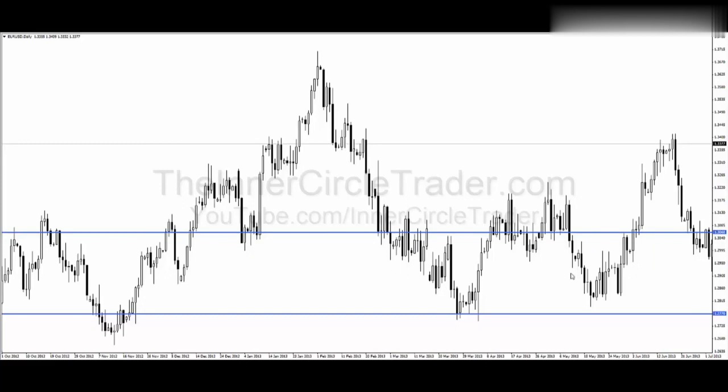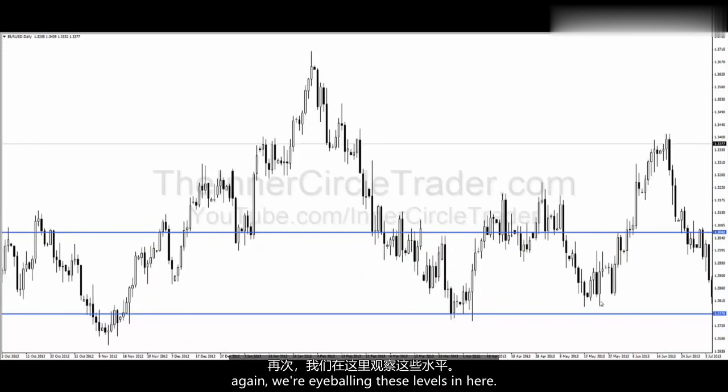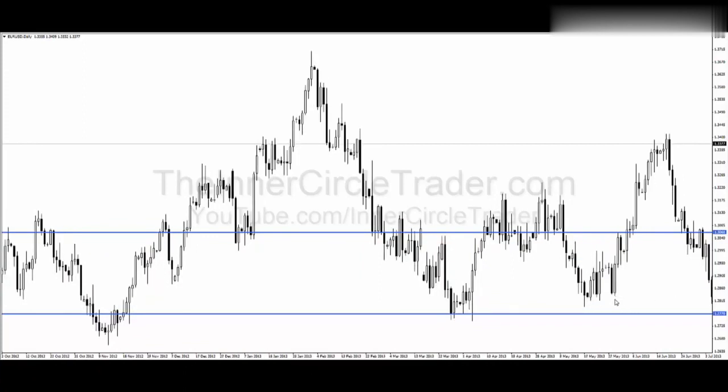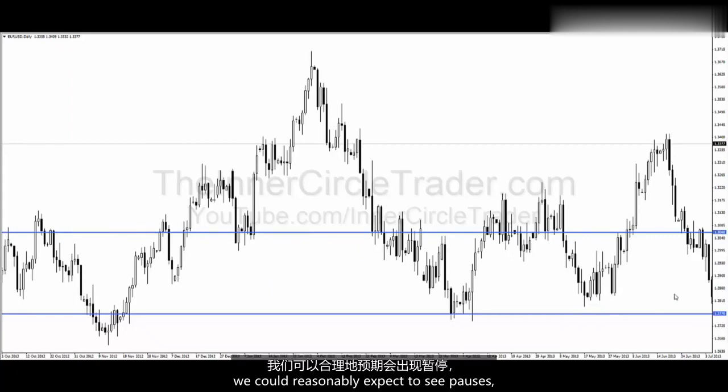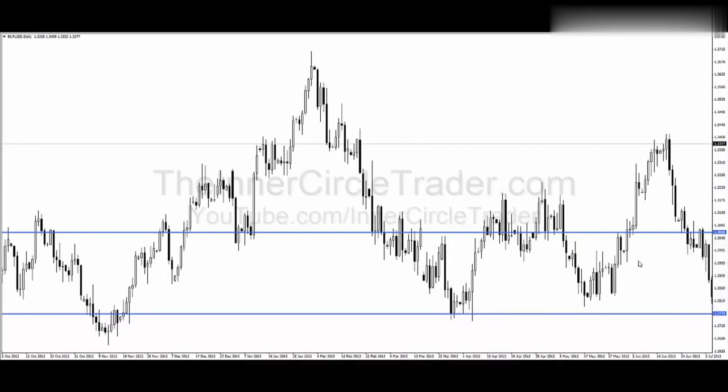So we have this 130.60 level in here, okay, and price starts to trade off, and as price moves lower, again, we're eyeballing these levels in here. Now, as price starts to move into these lows, we could reasonably expect to see pauses, bounces, but you can see there's a very large acceleration moving lower.